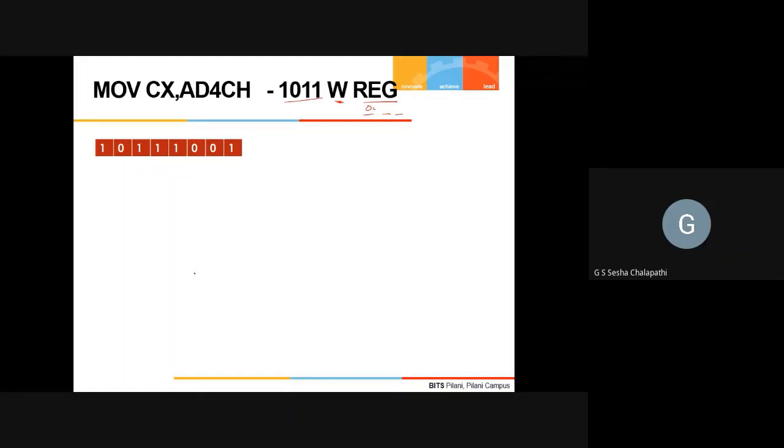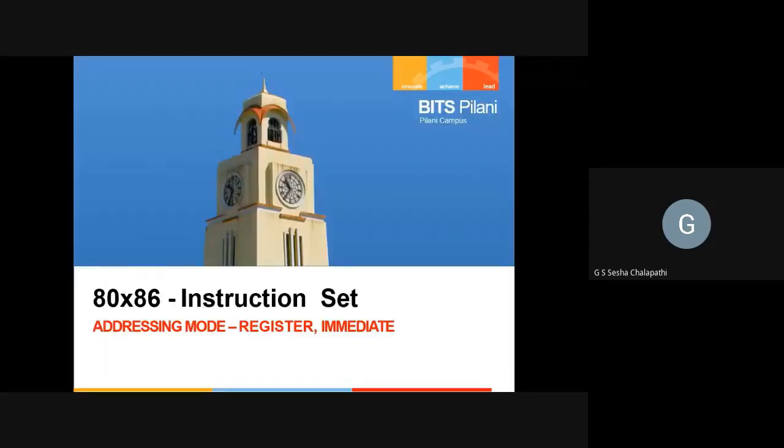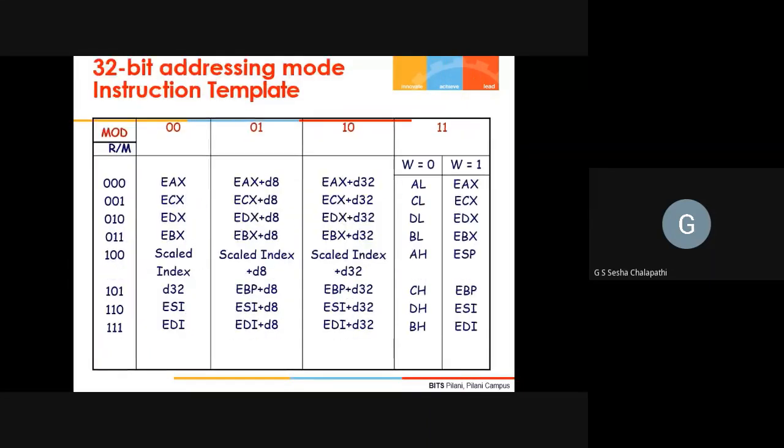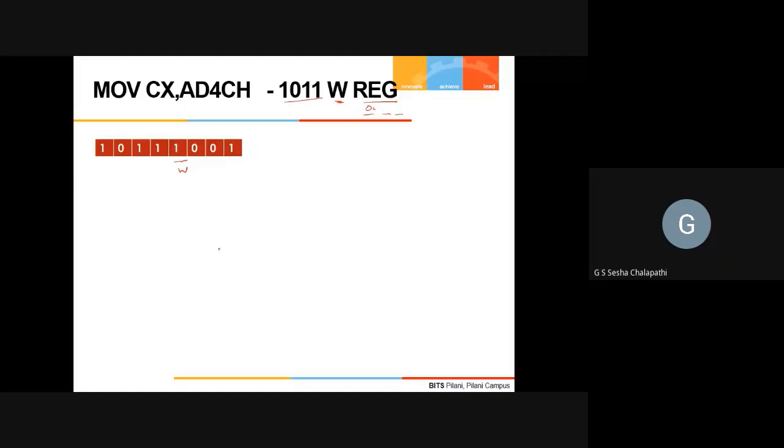Then it will be the following: 1011. And you are moving a word here, so the W bit will be 1, and then the reg field. Now the reg field for CX is 001, which we have seen in this table. So I have 1011, W bit is 1, and 001.